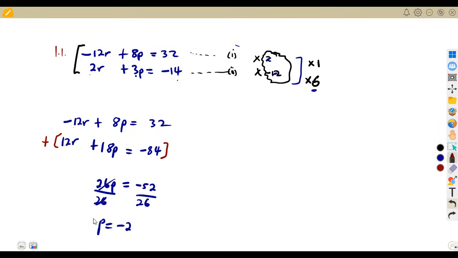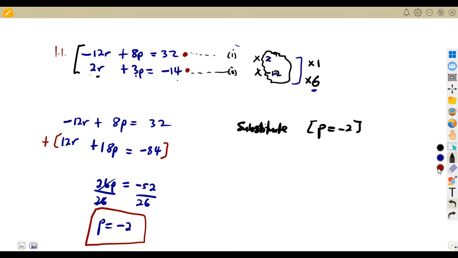After finding the value of P, we can now substitute that value into any of these two equations that we have. We can substitute here, into any of the equations. So here I'm going to choose equation 2 in this case. We are going to substitute P equal to minus 2 in any of the equations. So we are going to plug in the value of P, which is minus 2, in any of these two equations.